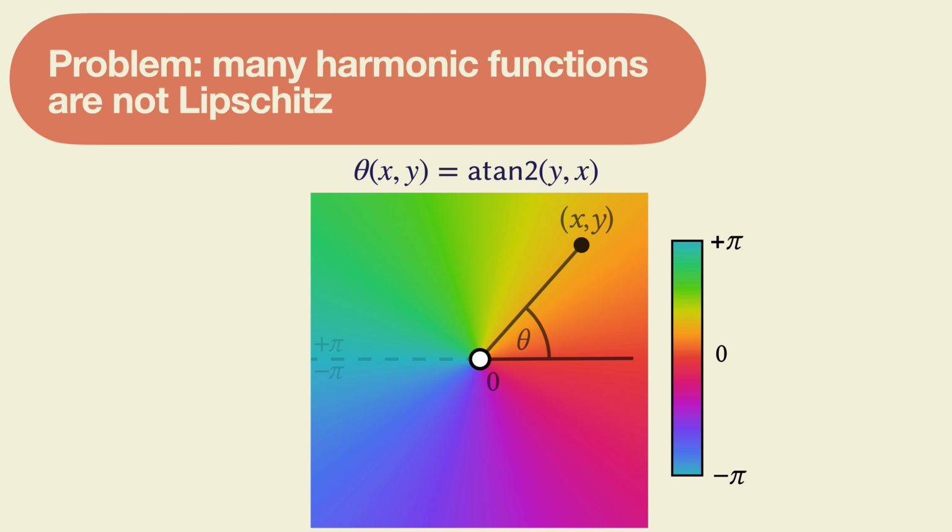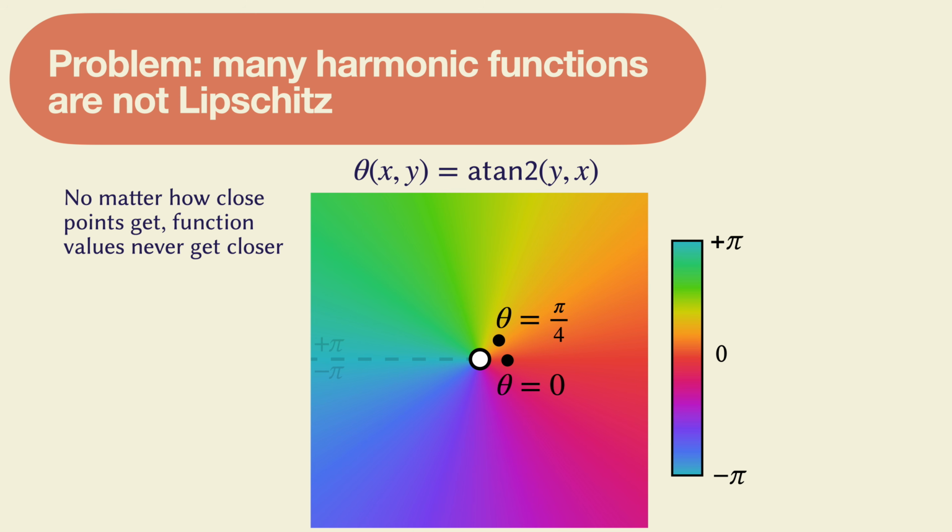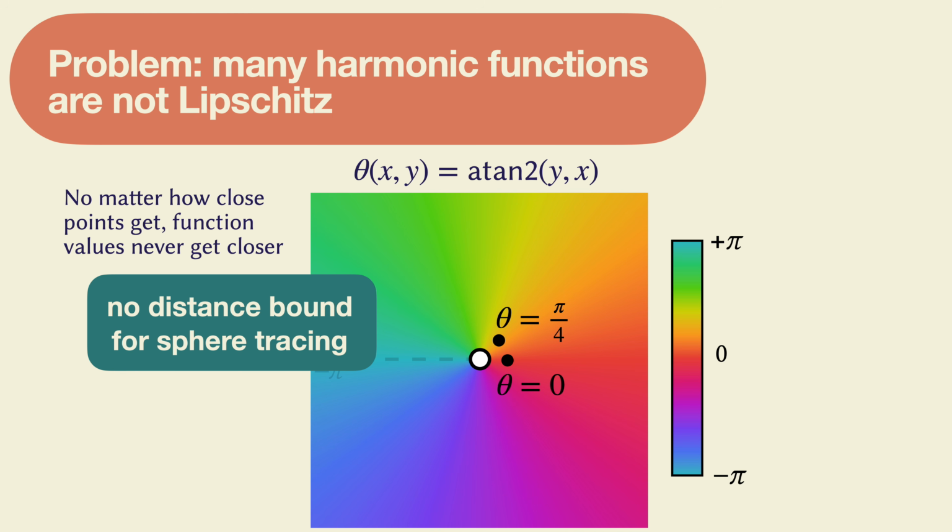But now consider these 2 points, whose angles differ by pi over 4. We can move them closer and closer to the origin without changing either of their angle values. No matter how close these points get, the function values never get any closer. And in particular, we cannot use these function values to get a distance bound for sphere tracing.